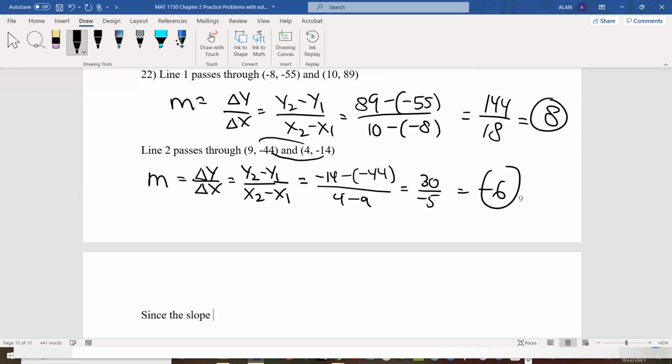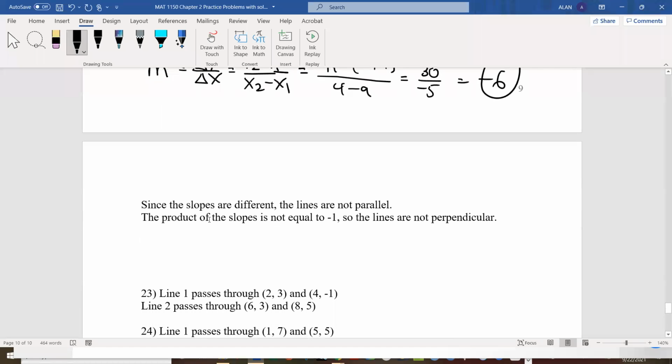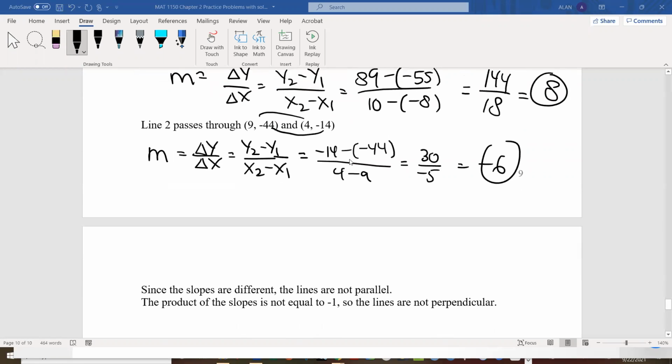The slopes are different. The lines are not parallel. And the product of the slopes is not equal to -1. So the lines are not perpendicular. Okay. So 8 and -6, no, that's neither. So it'll be neither then, right? That's right. This one is a case where they're neither.